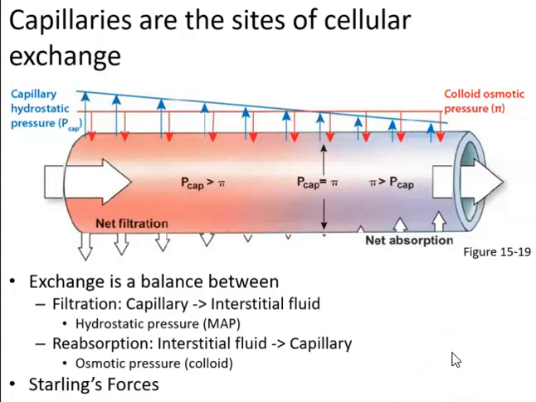So here is a picture of the different forces that act on the capillary that either encourage filtration or absorption. So we have a capillary, we have an arterial end, and then we have a venule end. Okay. So another form of capillary exchange is bulk flow into and out of the capillary. Bulk flow is the mass movement of fluid as the result of certain forces.